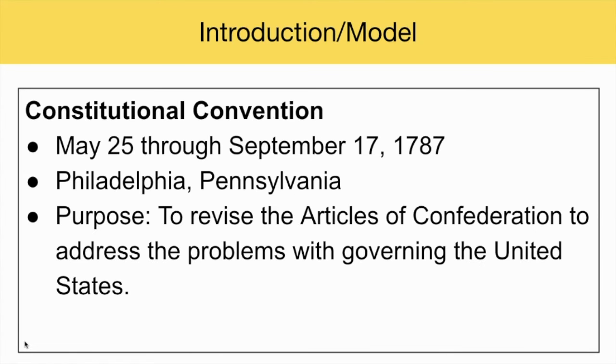It will be helpful to review information about the Constitutional Convention. The Constitutional Convention took place between May 25th through September 17th, 1787 in Philadelphia, Pennsylvania. And the purpose was to revise the Articles of Confederation to address the problems with governing the United States.